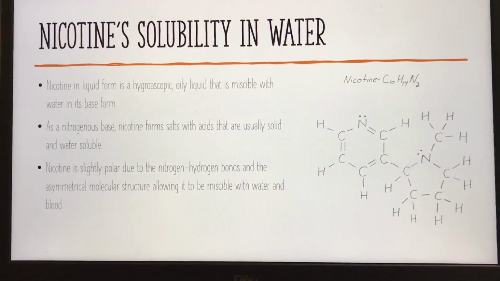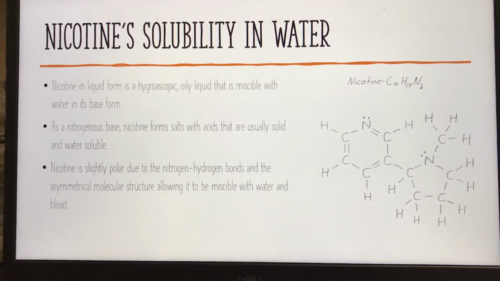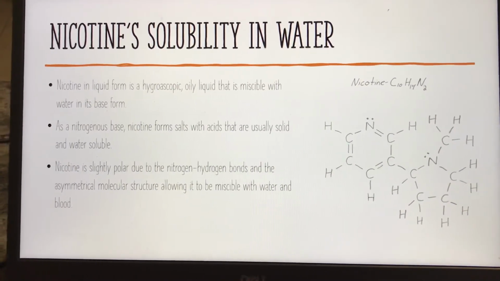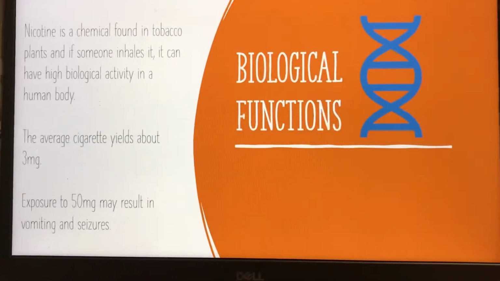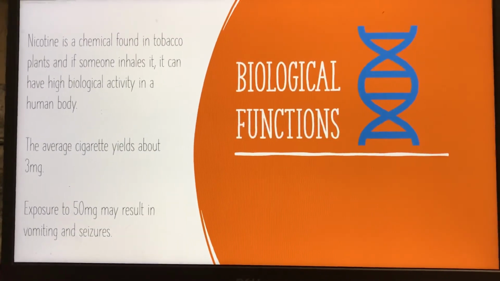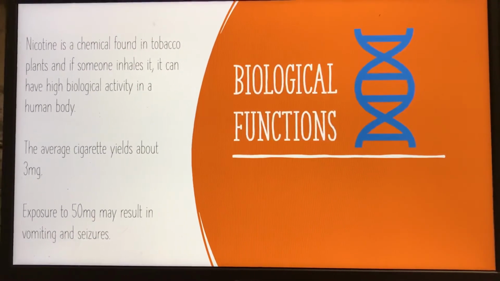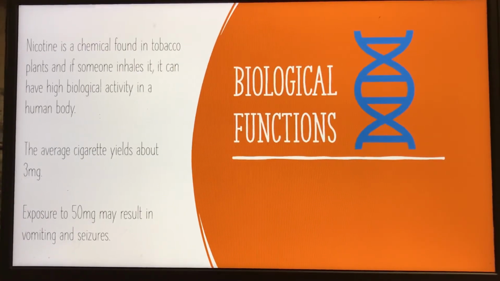Nicotine is slightly polar due to the nitrogen-hydrogen bonds and the asymmetrical molecule structure, allowing it to be miscible with water and blood. So nicotine is actually a chemical found in tobacco plants, and if someone inhales it, it can have high biological activity in a human body.